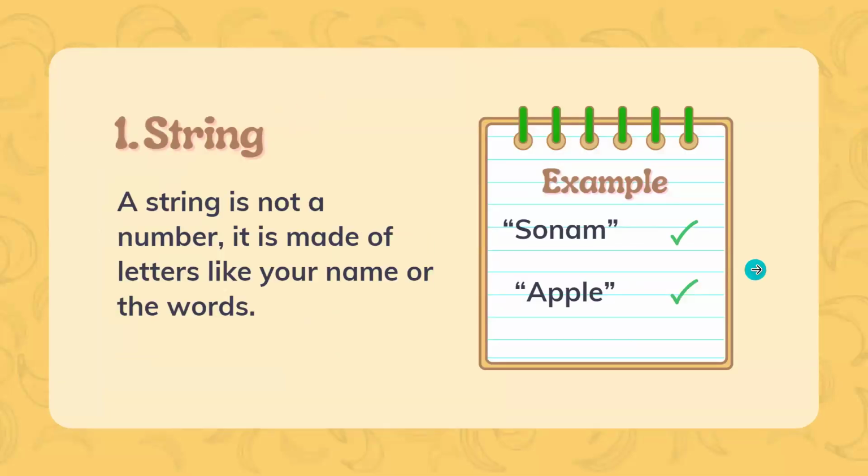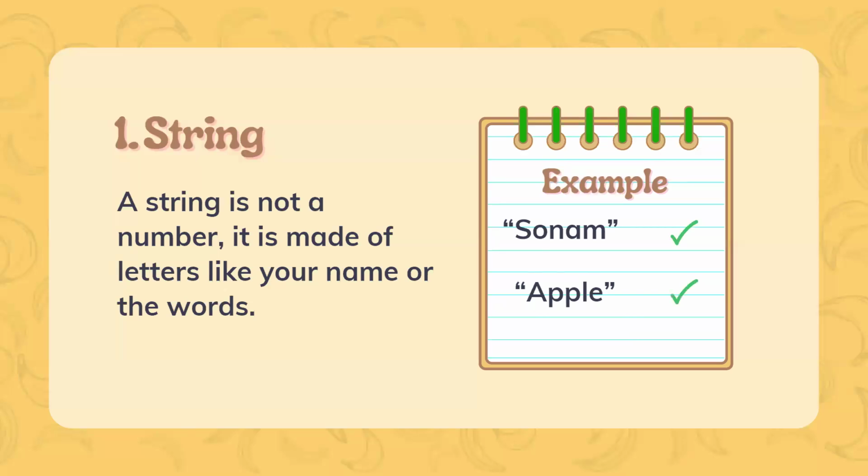Here the string. A string is not a number. It is made of letters, like your name or apple. Your name is a string. For example, the name and apple.